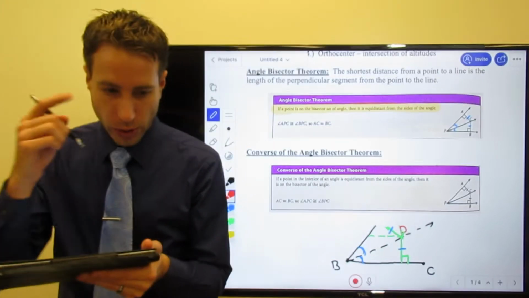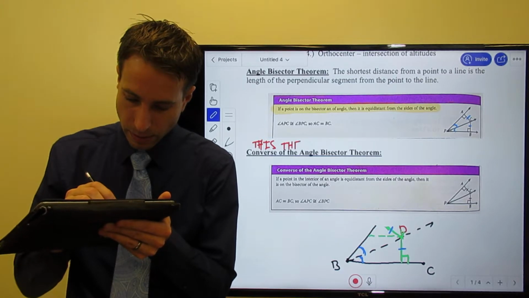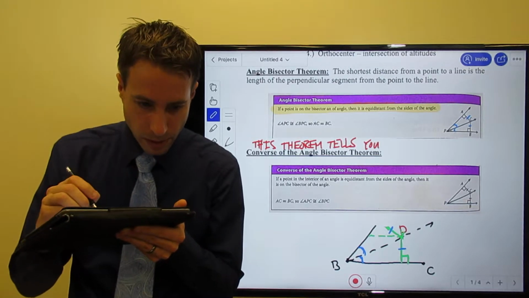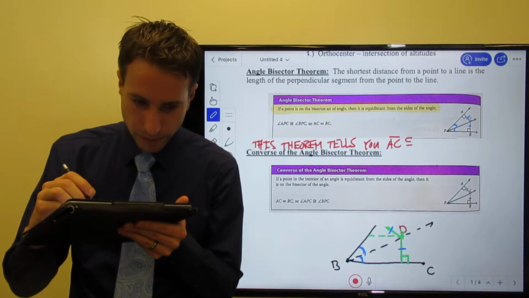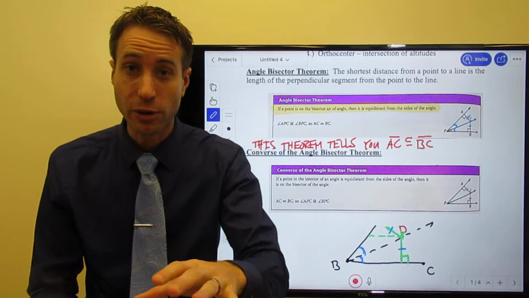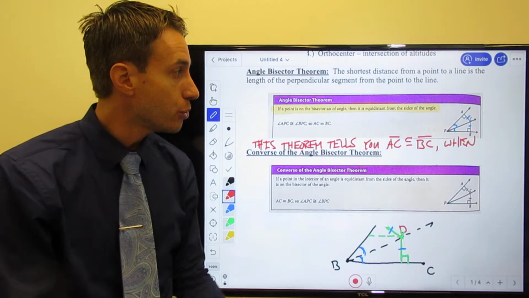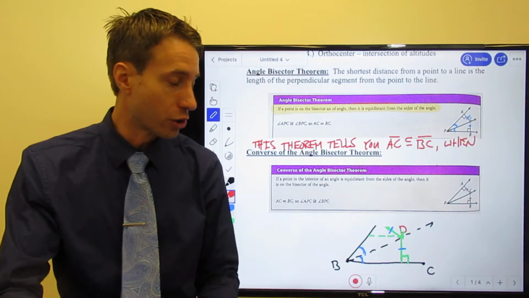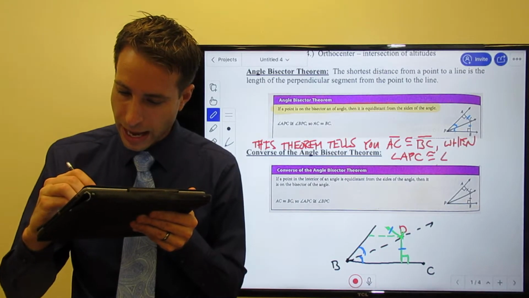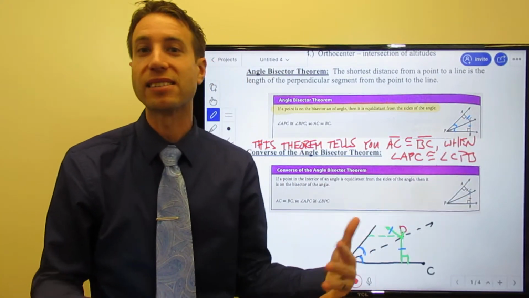That's the theorem. So let me real quick just tell you what this theorem tells you: that AC is congruent to BC. A to C is congruent to B to C. That's what the theorem tells you, as long as you know that it is an angle bisector, that these two angles are congruent. So as long as you know that angle APC is congruent to angle CPB, as long as you know it's an angle bisector, then this theorem tells you that those two lengths have to be congruent.